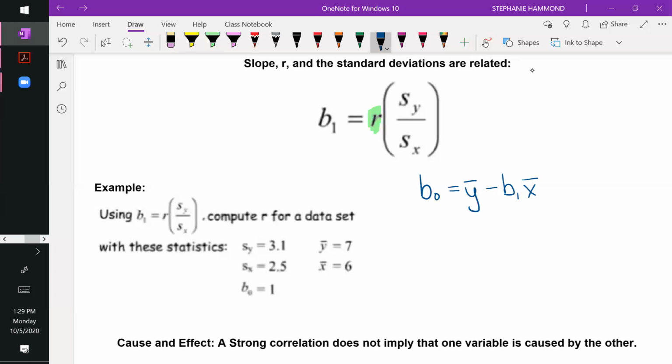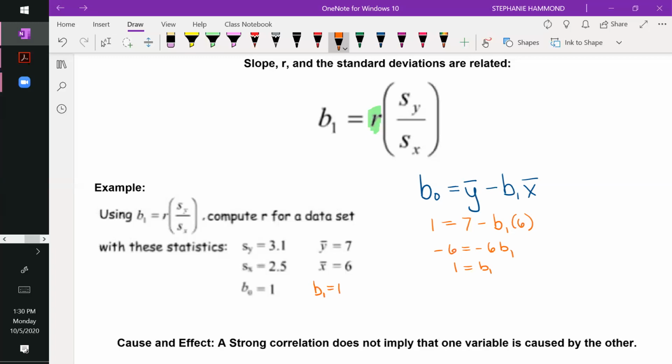So the relationship here, and I need to add this to your notes, is that B naught, the y-intercept, will always be equal to y bar minus B1 times x bar. So I can use that, plug in what we have here to find B1 because I need that first of all. So B naught is 1, y bar is 7, B1 we don't know, and x bar is 6. And then we should be able to solve for B1. So I'll subtract 7 from both sides. Divide both sides by -6. And we find that B1, our slope, is actually 1. And I'll add that over here to our statistics.